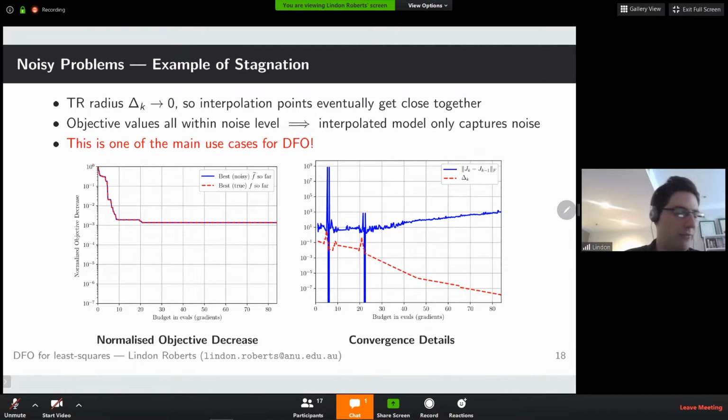All our points have got to within some noise level of each other, and so now our interpolation model is just capturing noise. It doesn't produce a good step, it produces an unsuccessful step. We reduce our trust region radius and our interpolation points are even closer together, which means our model fluctuates massively when we incorporate new information, because it's just fitting to this stochastic noise. Essentially, we get an increasing rate of change in our model because it's only interpolating noise, and our trust region radius goes to 0 because things aren't working. And we get this stagnation phenomenon.